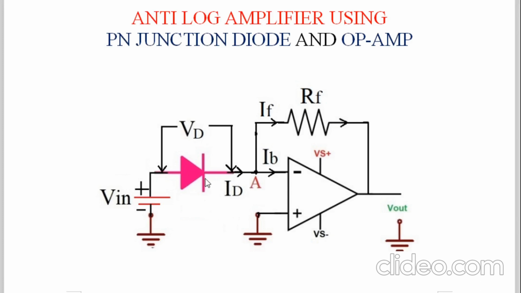Thereafter, the cathode terminal is connected to the inverting input terminal of the op amp, because this op amp is used in inverting mode. The feedback resistor RF is used, and RF's other end is connected to the output. Now we have to show Vin and Vd. When you apply any DC voltage, current starts flowing through the diode, so we have to show ID also, that is the diode current.